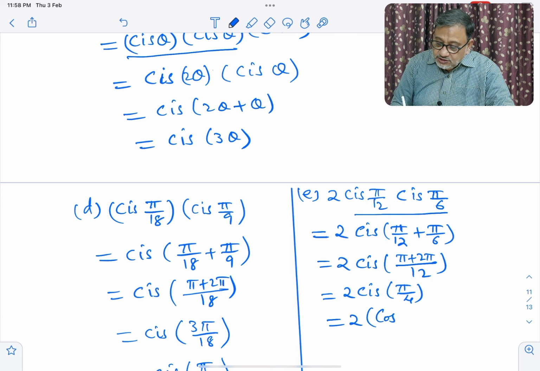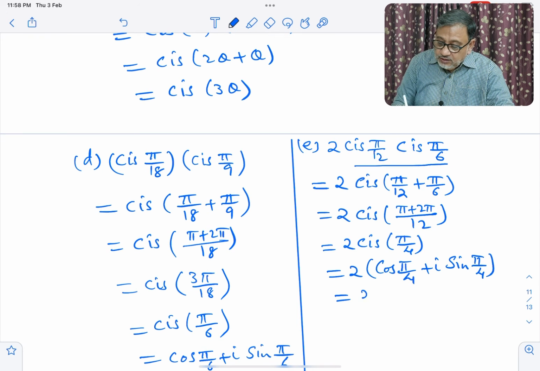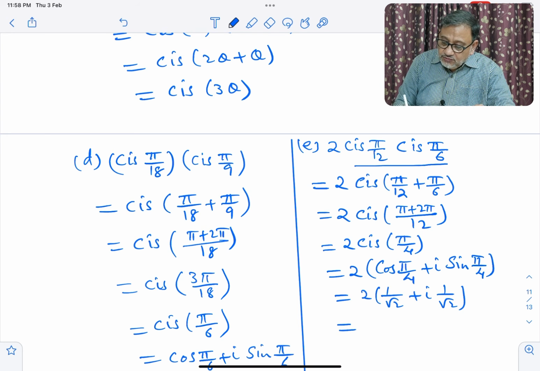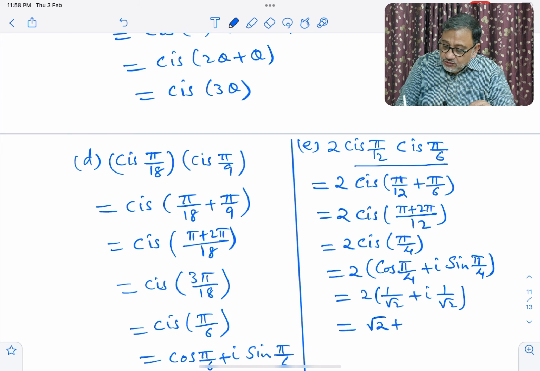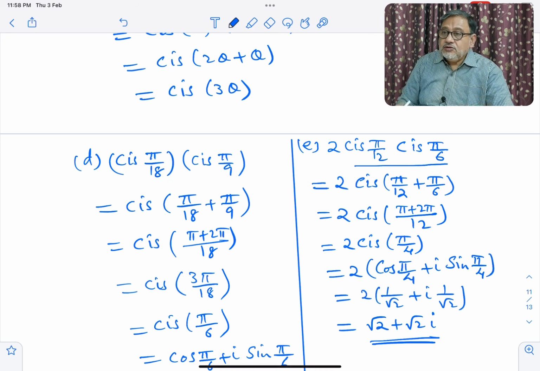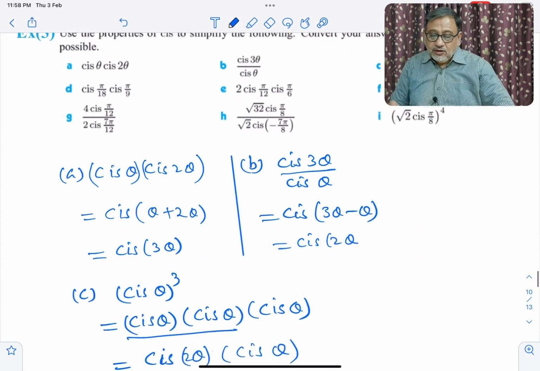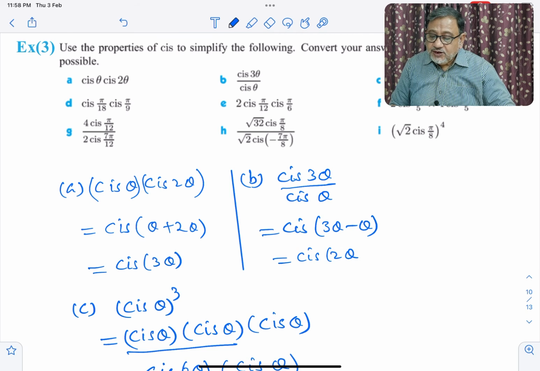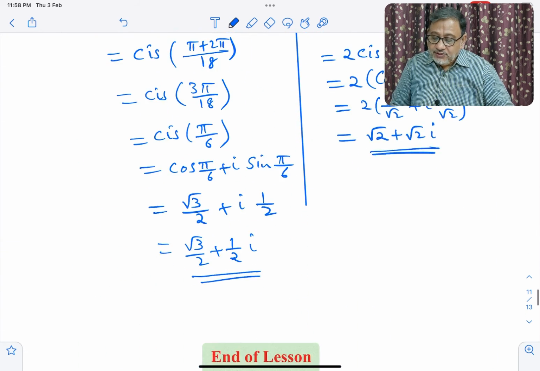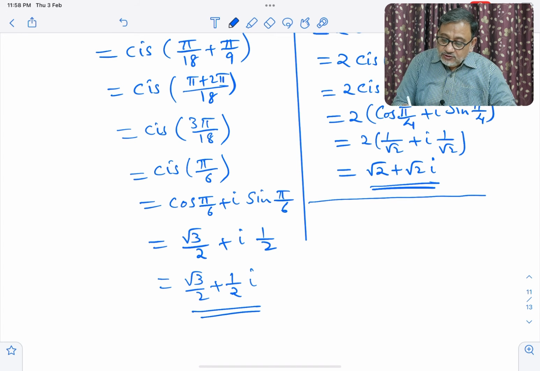And pi by 4 we know it is cos pi by 4 plus I sin pi by 4, and that is 1 by root 2. So this will be 2 into 1 by root 2 plus I 1 by root 2. When you multiply 2 with 1 by root 2, you get root 2 in the numerator plus root 2 in the numerator here also. So like that, this is the answer of E part. What is F part? 2 cis 2 pi by 5. Yes, I will show you F part also.